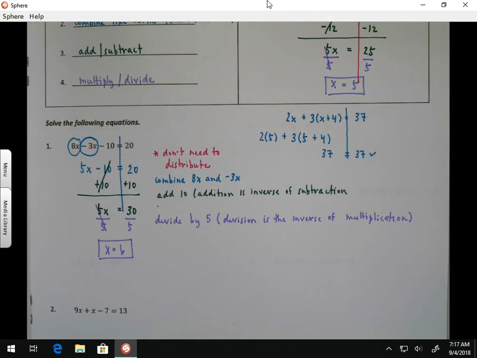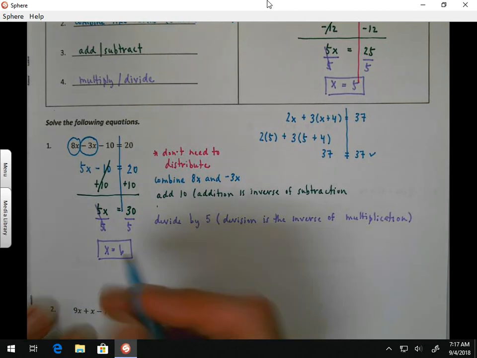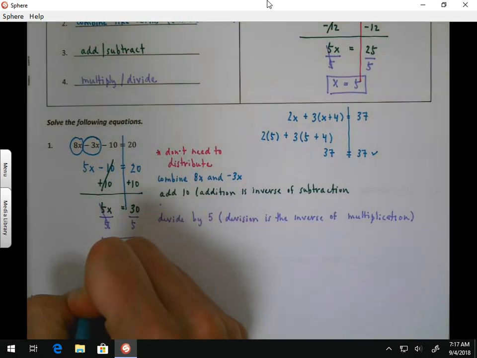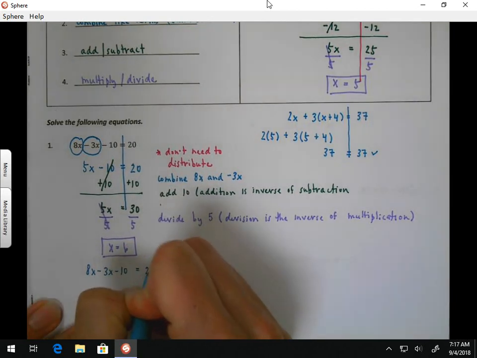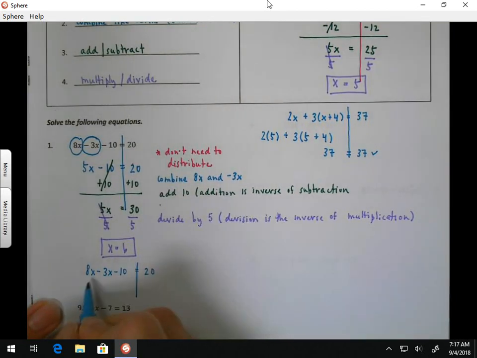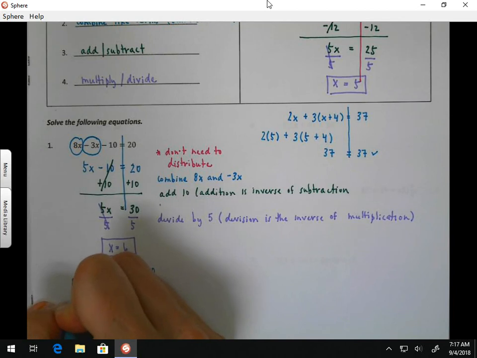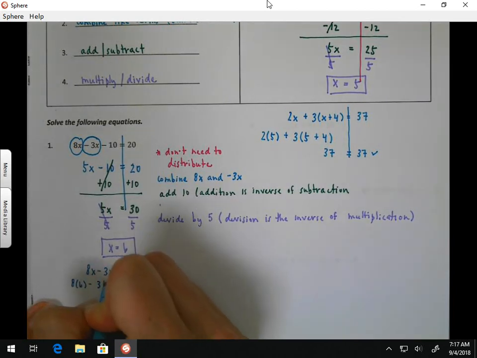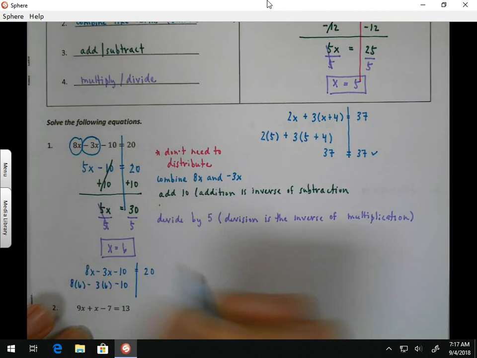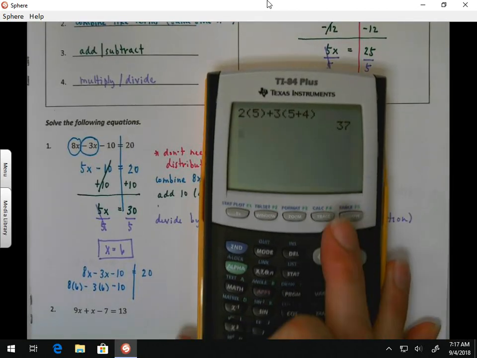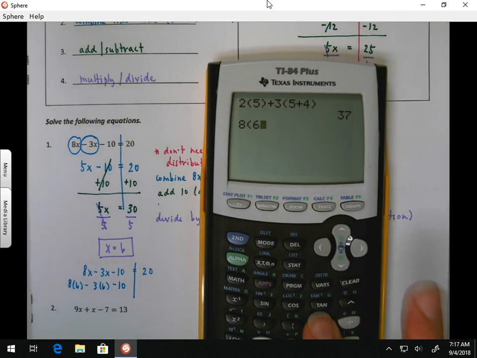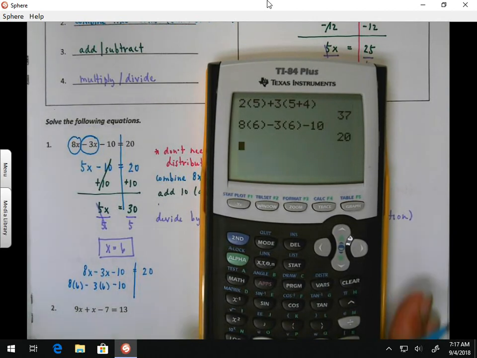Let's go ahead and do a quick check. I'm going to copy my original 8x minus 3x minus 10 is equal to 20. Wherever I have an x, I'm going to replace it with 6. And then again, just like before, I'm just going to put that in my calculator exactly as I see it. So 8 times 6 minus 3 times 6 minus 10, and that does give me 20.